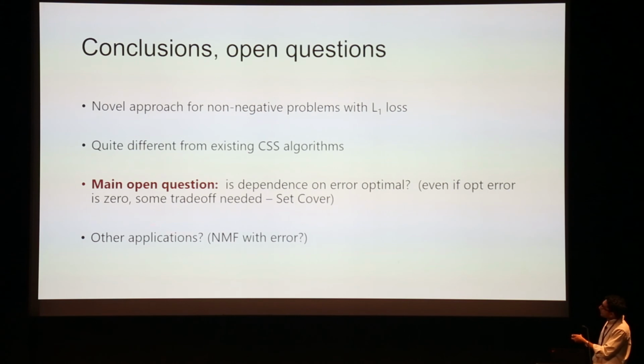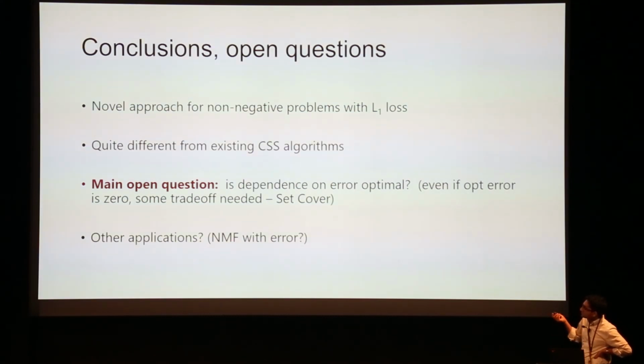The main open question in this work is the dependence on error, this trade-off we have between the error and approximation. Is it optimal? It turns out that even if the error is actually 0, you need some trade-off, even if everything is non-negative. This is some reduction from set cover. But is the dependence optimal? We don't know. And also there could be more applications.